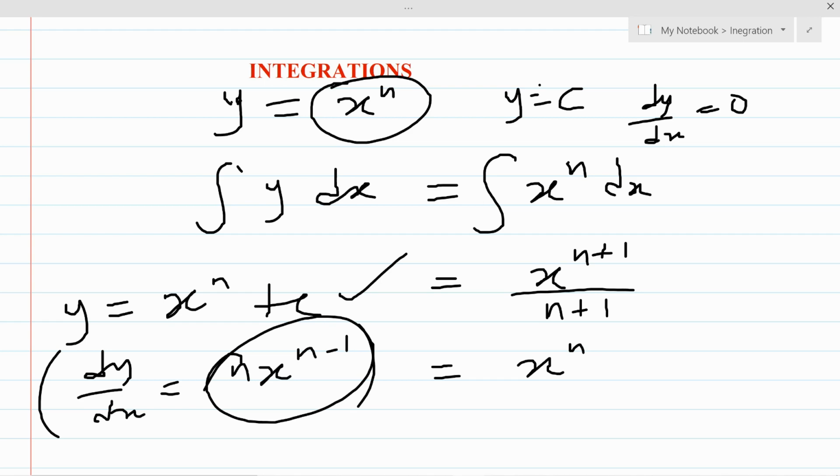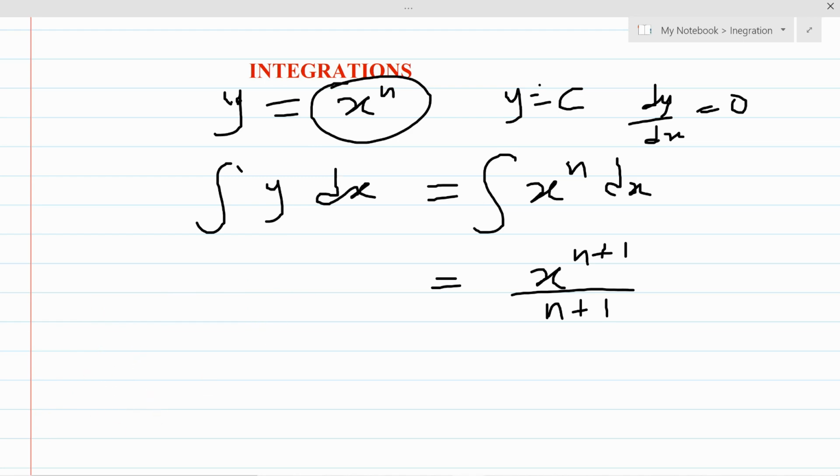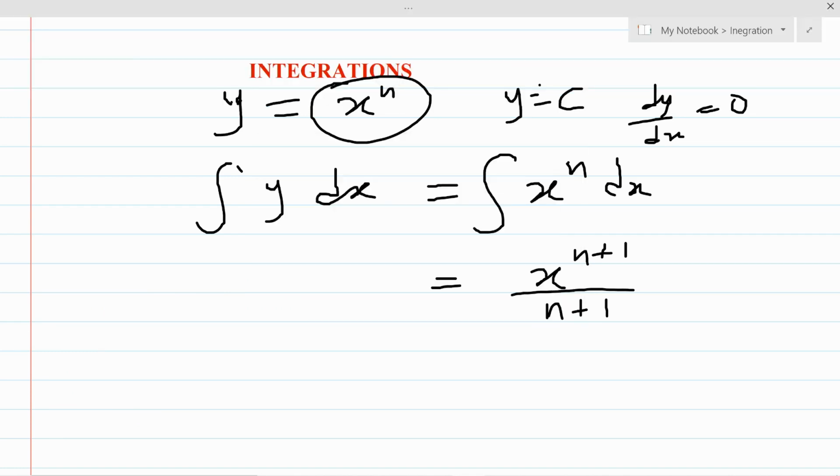This means that the original function had some constant in it, which gave 0 when we differentiated. So after every integration, once you've not been given any limits, we'll talk about the limits of integration very soon, just add a constant c to it. So this will be a general definition for integrating polynomial functions.